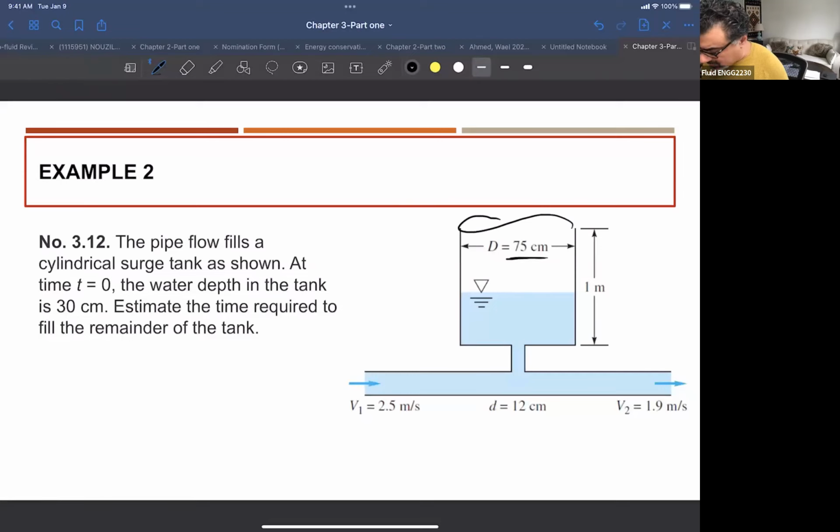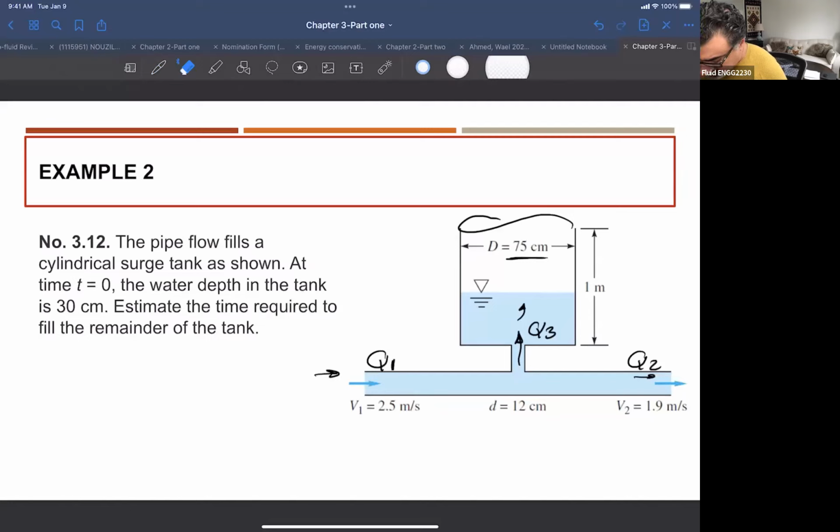Surge tank here is like if the flow that's coming very fast here, or there is some disturbance of the flow suddenly, it's kind of absorbing the fluid here. So you might have a Q1, Q2 here, but there is some Q that is coming inside this tank. Let's say Q3, for example. The pipe flow fills the cylindrical surge tank as shown.